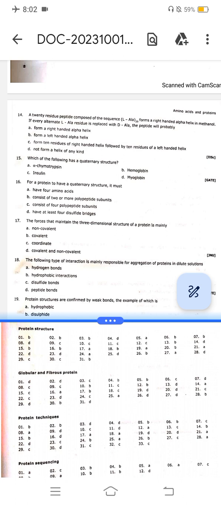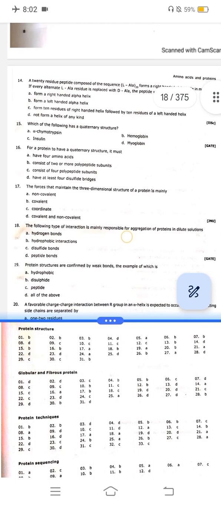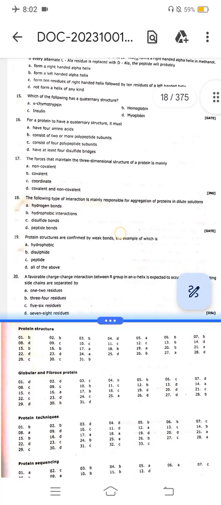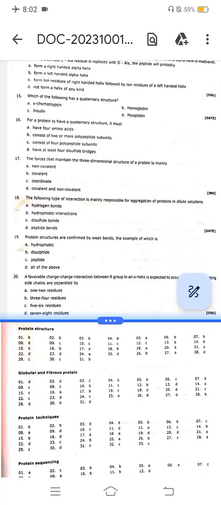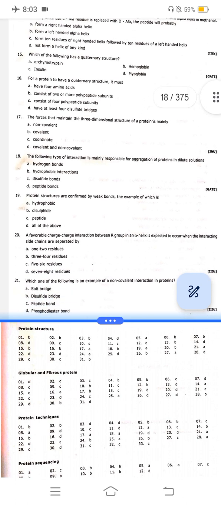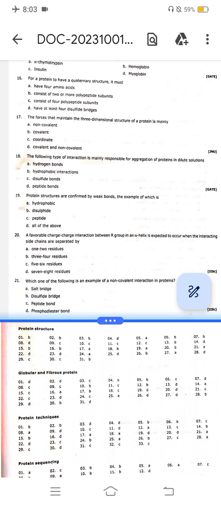The forces that maintain the 3-dimensional structure of a protein are mainly, 17B, covalent. And the following type of interaction is mainly responsible for aggregation of proteins in dilute solutions. Which type? B, in the sense hydrophobic interactions, mainly responsible for aggregation of proteins in dilute solutions. Hydrophobic interactions. And protein structure is conformed by weak bonds, the example of which is hydrophobic.